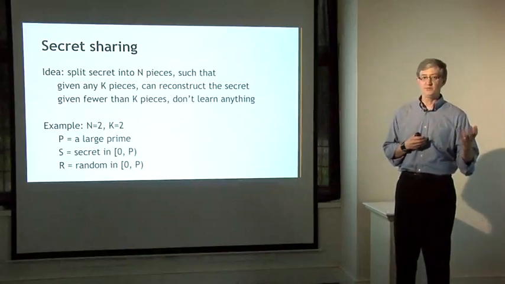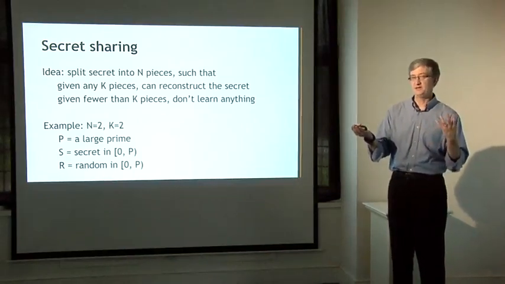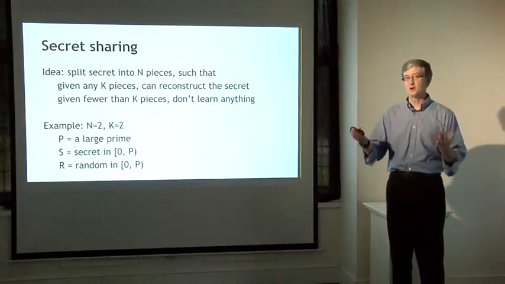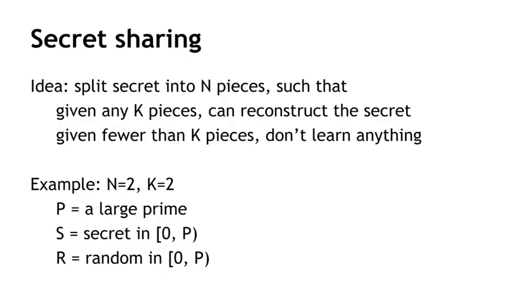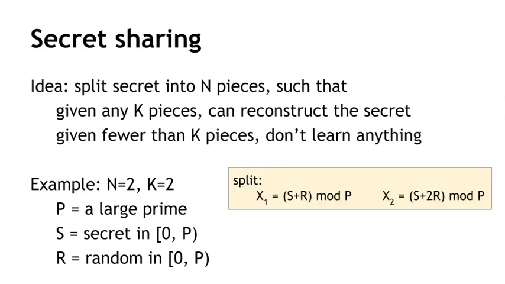So for example, we might have n equals 2 and k equals 2. That means we're dividing the secret into two pieces, and you need both pieces to put them together. And a specific way of getting n equals 2, k equals 2 secret sharing like this is as illustrated here. First we're going to generate a number p, which is a large prime number. It doesn't need to be secret or anything, just really big. s is going to be the secret, and the secret has to be between 0 and p minus 1 inclusive. And then we're going to generate a random value r secretly, which is also within the range between 0 and p minus 1. And now we're going to split our secret into two pieces, x1 and x2.